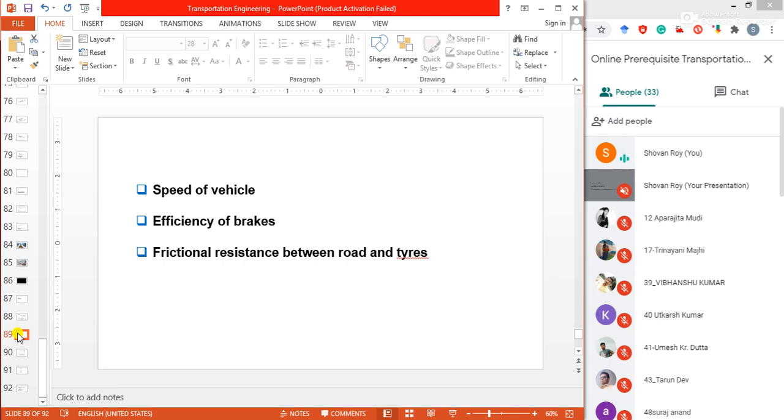Second, the braking distance, or the distance moved by the vehicle after applying the brakes before coming to stop, depends on the initial speed of the vehicle. Hence, it is evident that the higher the speed, the higher will be the stopping sight distance or stopping distance.